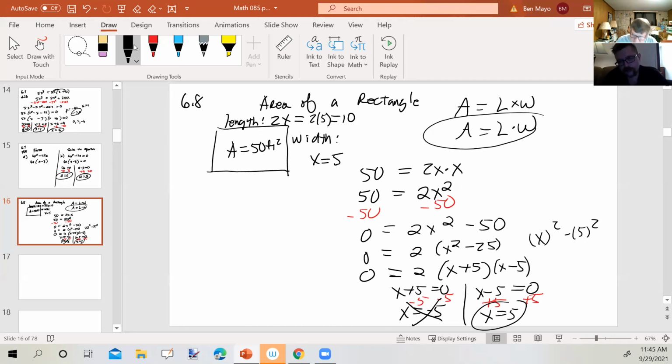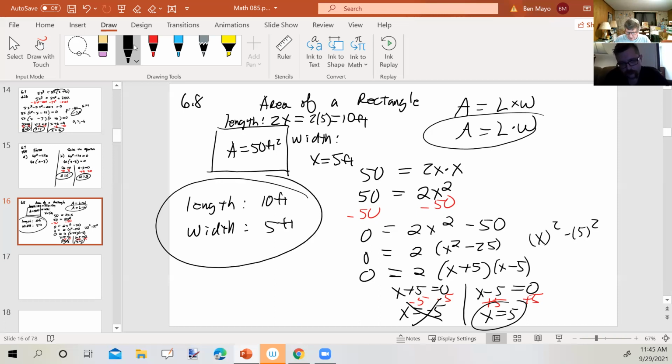But there's still something missing, and that is the units. If the area is square feet, the length would be feet and the width would be feet. So our answer: length, 10 feet, width, 5 feet. Notice that the length is twice the width, 10 is twice 5. The area, 10 times 5 is 50, feet times feet, square feet. Any questions about this particular example before we go on?